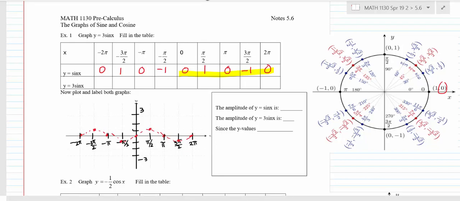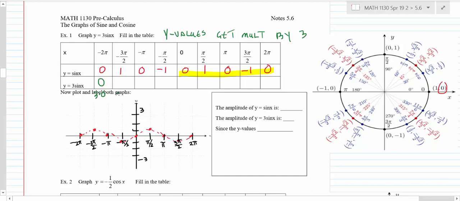Okay, so what happens is the y values, this is a good thing to write down, unless you've got this totally in your mind by now. The y values get multiplied by 3. Okay, that's what's happening. That's why it's going to be a stretch. So really all we're doing, and you can do this in your head, is 3 times 0 is still 0. 3 times 1 is 3. 3 times 0 is 0. 3 times -1 is -3, and so forth. Okay? So the zeros are unchanged, but the 1 goes to 3 and the -1 goes to -3. Okay, so that's what that's doing.